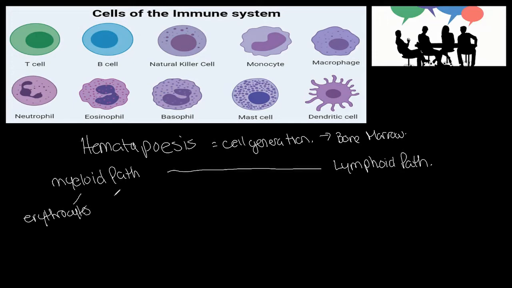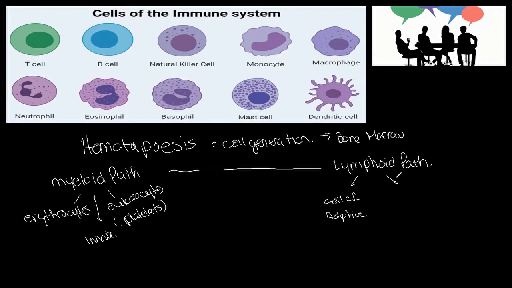Erythrocytes and megakaryocytes, which make platelets. And actually, sorry, part of this as well is cells of our innate immune system, which we're going to talk about in just a second. On the lymphoid side, we have cells of adaptive immunity. And we also have what we call natural killer cells or other lymphoid cells.